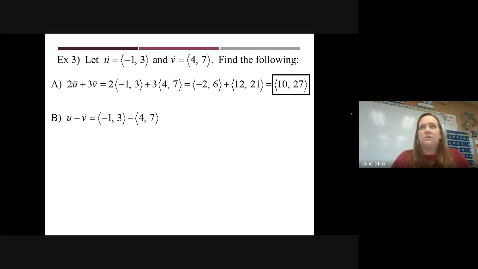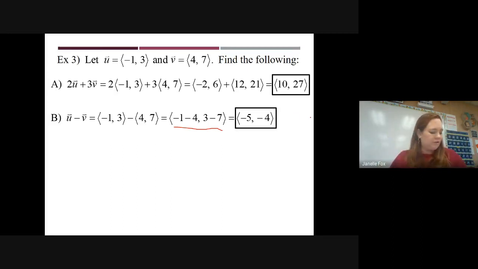Or you can just think about subtracting each one, however you want. Usually these are not too difficult. So I have -1 minus 4 and I get -5. P.S. You do not have to write this step down. That's just for me. And then 3 minus 7 would be -4. So then that's my vector of <-5, -4>.